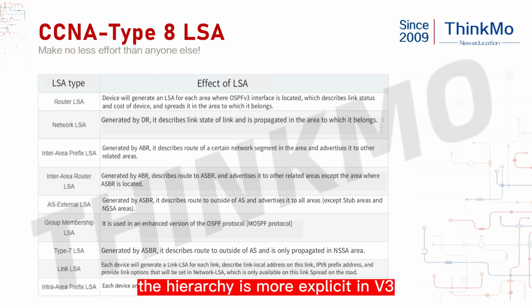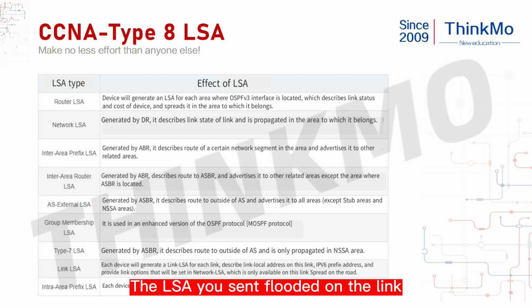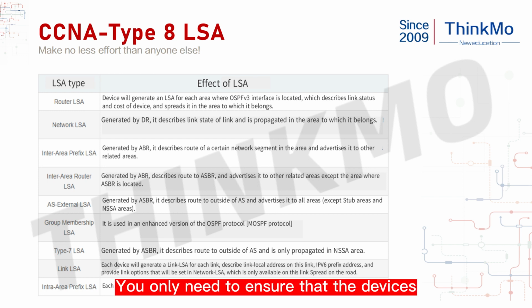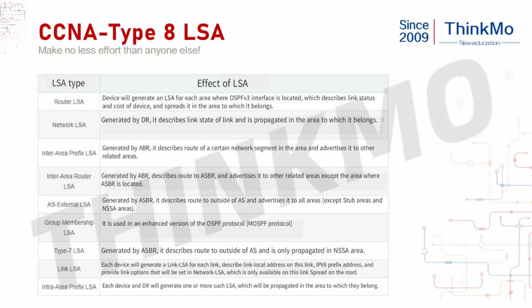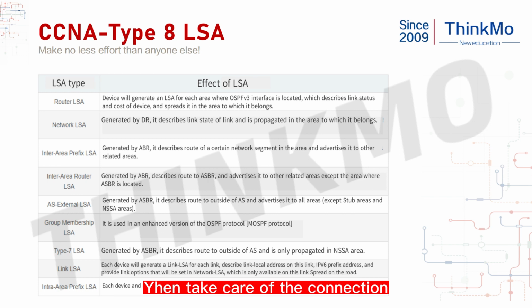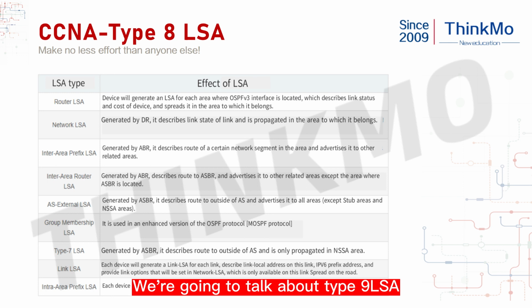The hierarchy is more explicit in v3. Each has its own business. This one just takes care of this link. The LSA you send is flooded on the link. Naturally, other LSAs are sent from the whole network to other areas. You only need to ensure that the devices on the local link are properly configured, and then take care of the connection and calculation of routes. We're going to talk about Type 9 LSAs.